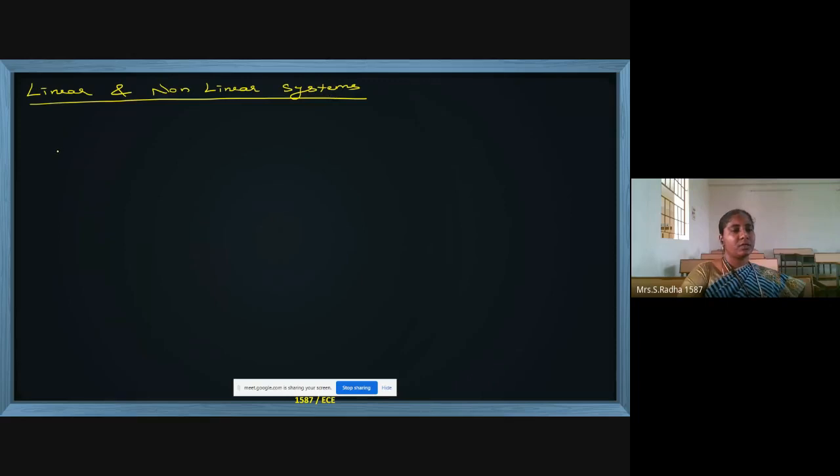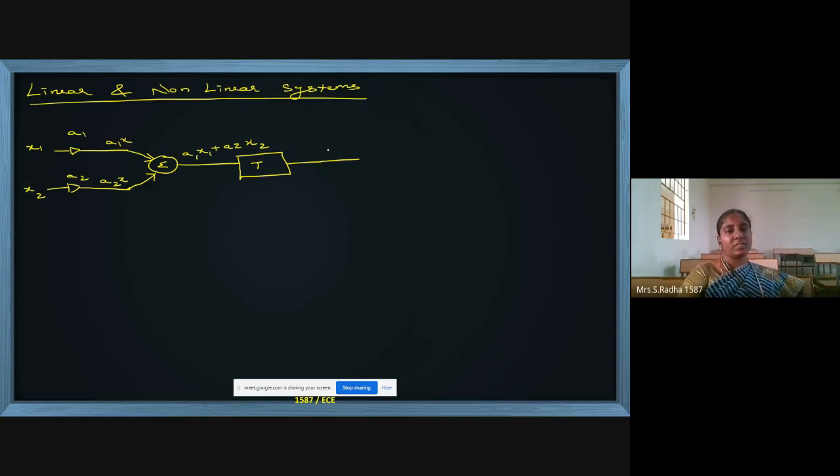If you see two inputs I will take, this is x1, x2. I will multiply with constants a1, a2. So a1 x1, a2 x2 will come. Then I will make a sum of these two inputs. After the summation point, I will have a1 x1 plus a2 x2. Then I will apply a transform, Fourier transform, Laplace transform, something like that. This is y1.